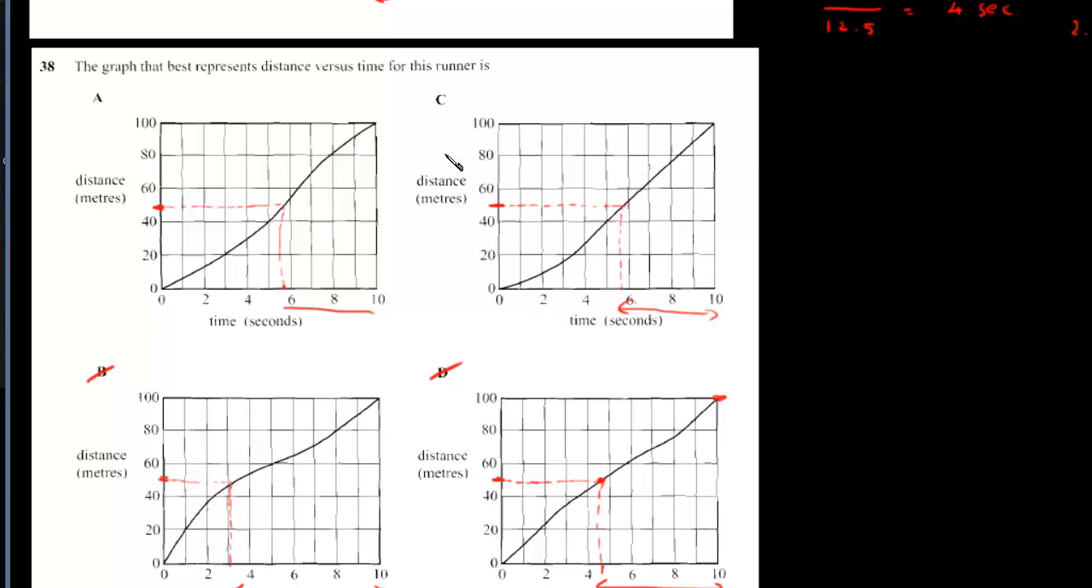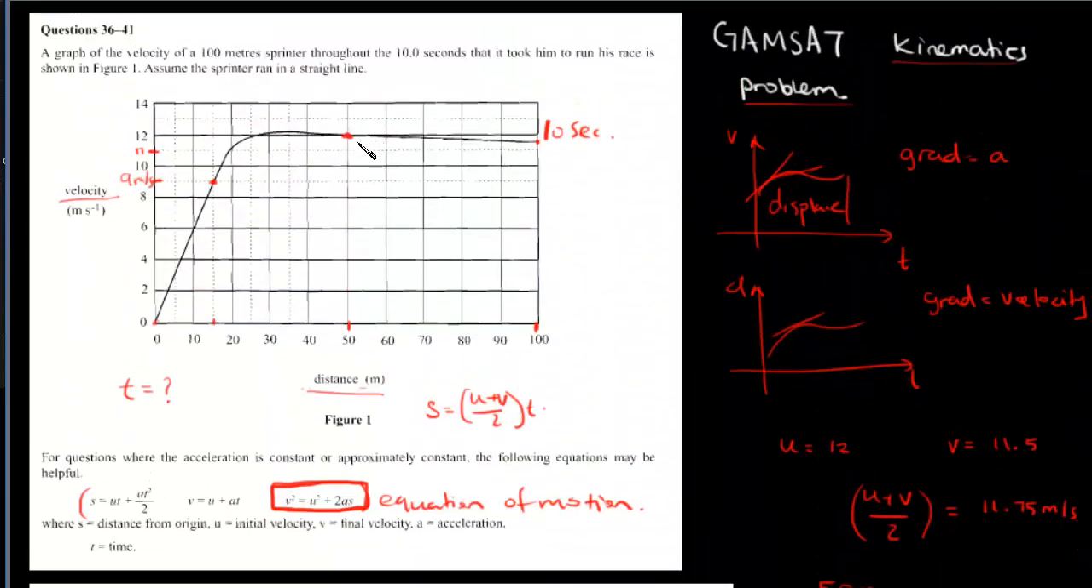Now, the next thing you can look at to distinguish between those two is the gradient. What did I tell you about the gradient in a distance versus time graph? That is equal to the velocity. So you can see that here, velocity is suddenly rising. The gradient initially gets steep and then decreases, right? So velocity initially increases and then decreases. Here, the gradient is sort of steady, right? Over here, the gradient is roughly steady.